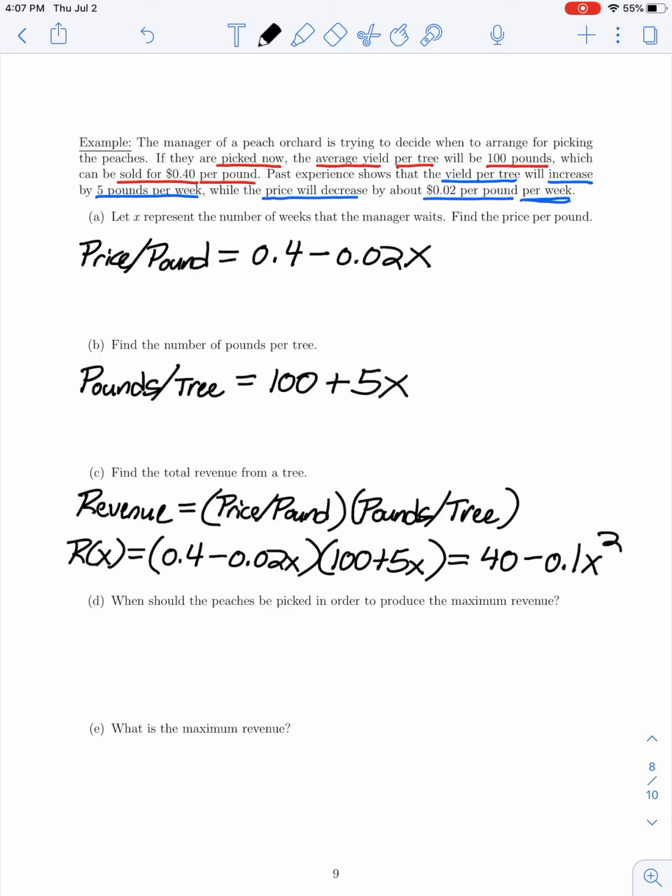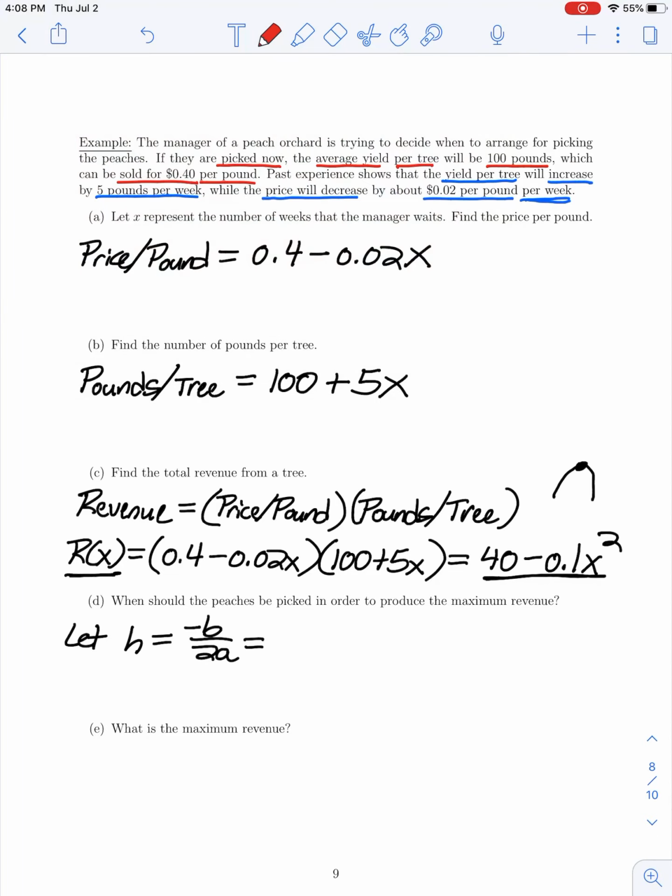So then in part D, the question is asked, when should these peaches be picked in order to produce the maximum revenue? So we want to maximize this quadratic function R of x, which we can see has a negative x squared coefficient, so it's opening downward, and that vertex does correspond to a maximum. So in order to maximize our revenue, we need to find the value of x for our vertex, which is given by h equals negative b over 2a.